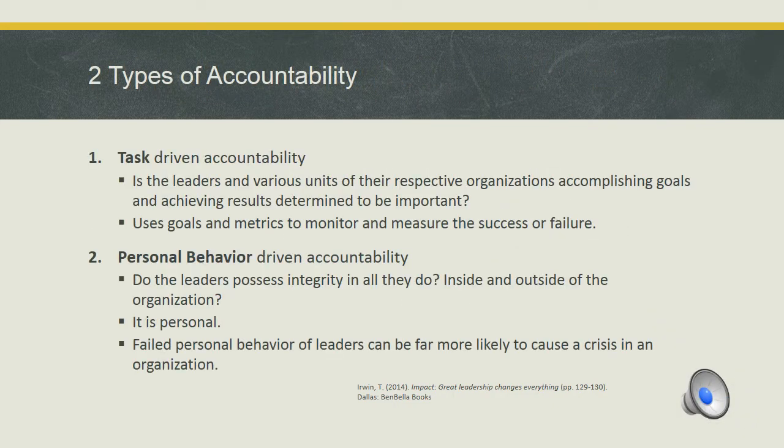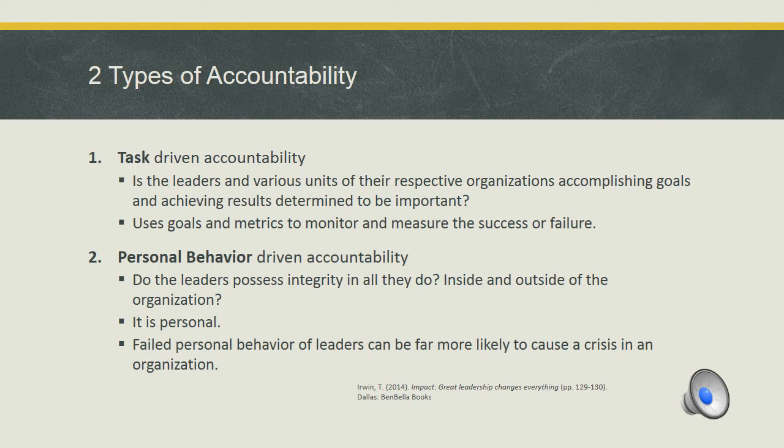When we're talking about accountability as being an approach to lifelong learning, there are 2 types of accountability. The first type is a task-driven type of accountability. This is when you ask the question, are the leaders in various units of their respective organization accomplishing the goals and achieving the results that they determine to be important? This task-driven accountability uses goals and metrics to monitor and measure the success or failure.